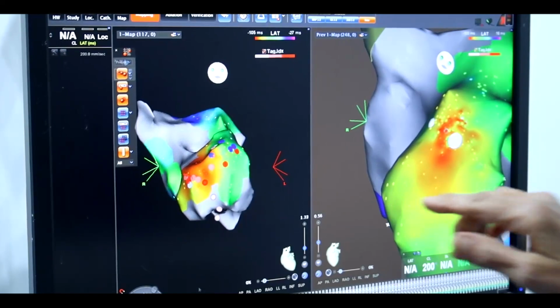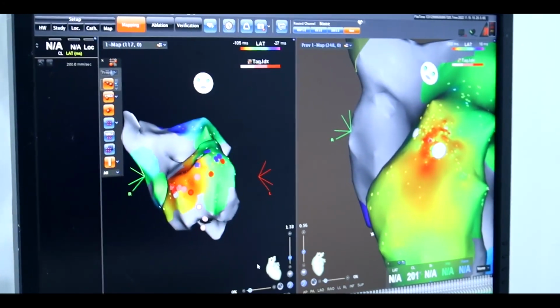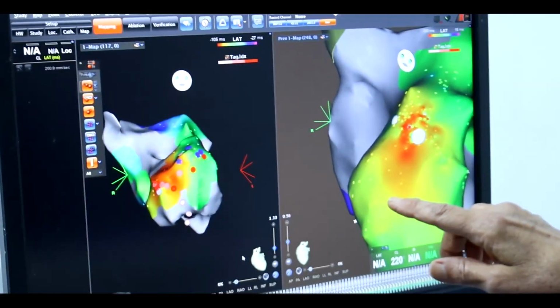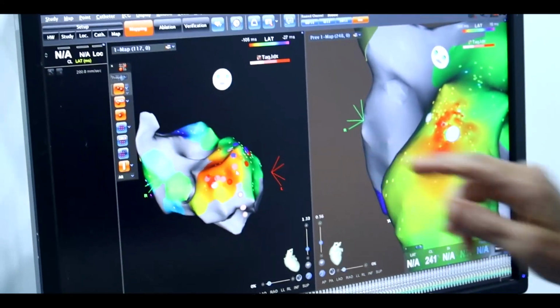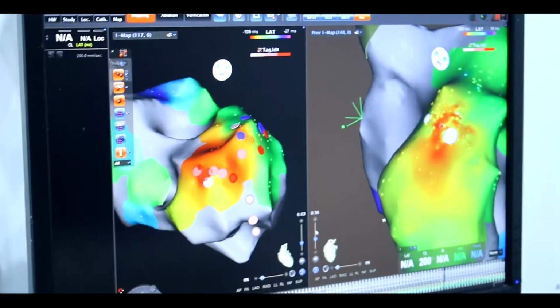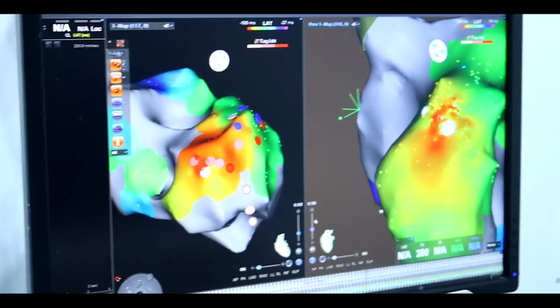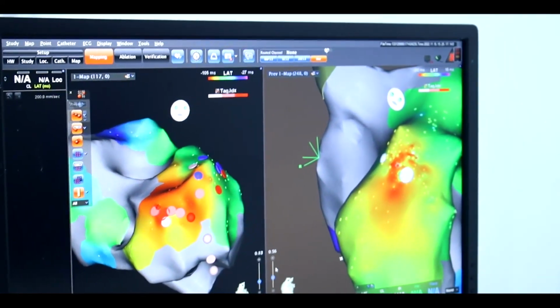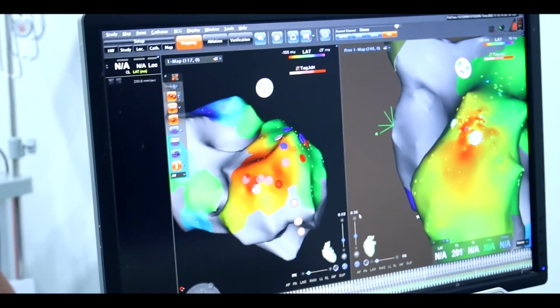Here we decided to do de-channeling. We show it on the Pruka because we saw that there are many potentials in this area. So we decided he actually deserves extensive ablation because of the recurrence. Please show us the de-channeling which you did in the Pruka.